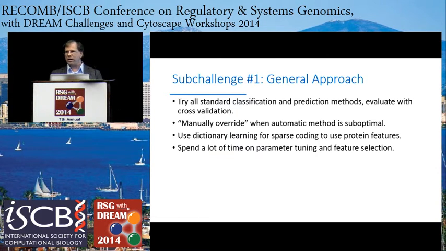Then we came up with one idea, which I think is interesting, and I'll say that Zhilin came up with this idea, which was to use dictionary learning for sparse coding for the protein features, and then, of course, we spent a lot of time on parameter tuning and feature selection. So I'll talk about each of these issues in a little more detail. I should mention that we were actually listed as co-winners of the sub-challenge on the remission prediction. So I'm not just going off on a random tangent here, I hope. Anyway, so the basic theme of this is actually trying lots of things that don't work in order to find the best ones.